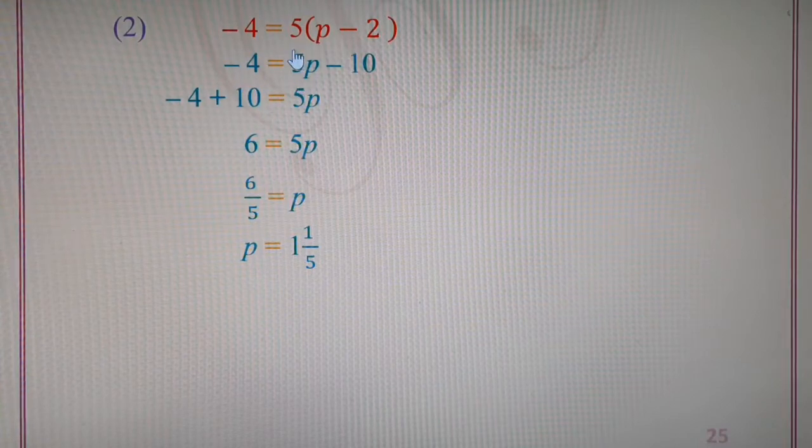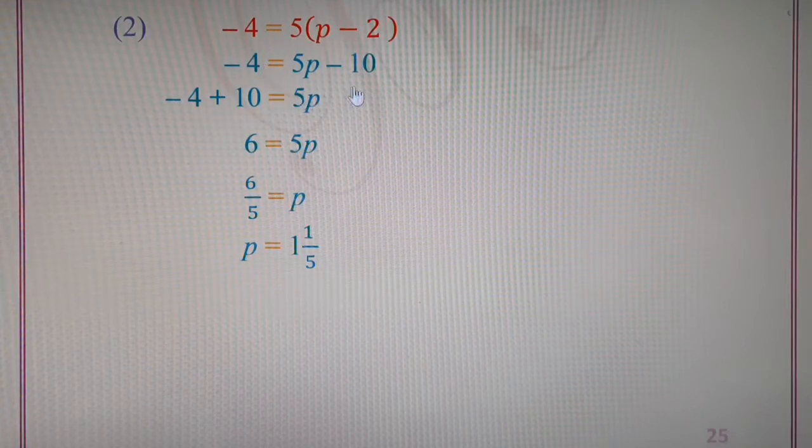Now in order to find the value of p, we will first keep 5p alone, and the nearby number minus 10 will be transferred from the right hand side to the left hand side using the transpose rule. In the transpose rule we use the opposite operation. So minus 10 will become plus 10 when we transfer it from the right hand side to the left hand side. So we will get minus 4 plus 10 is equal to 5p.